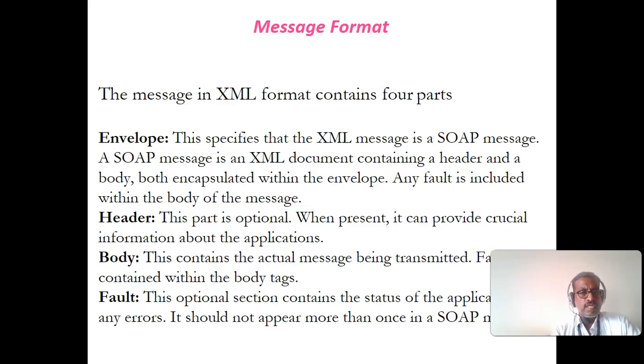And body, this contains the actual message that is being transmitted, right? The message that is going to be transmitted is included in the body of the message. Fault is also present in, or contained within, the body tag. As I said previously, fault is an optional section. What is the status of the application? Whether the application contains an error or not is specified by the information in the fault section.